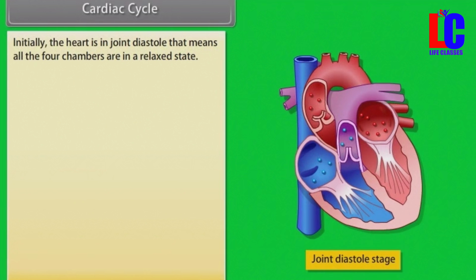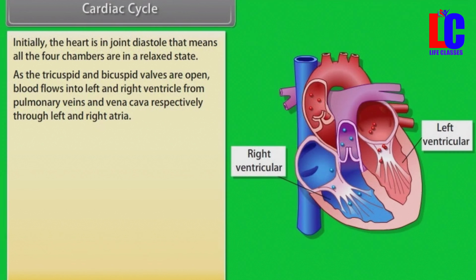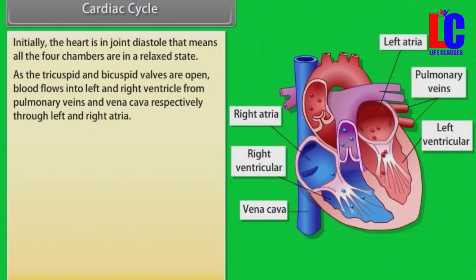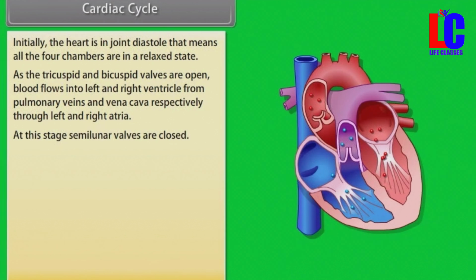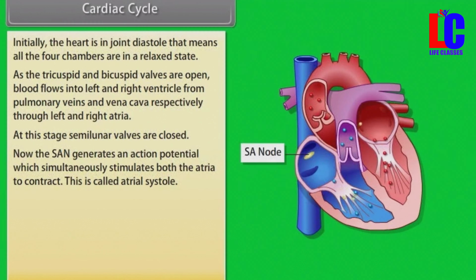Cardiac cycle. Initially, the heart is in joint diastole, that means all 4 chambers are in a relaxed state. As the tricuspid and bicuspid valves are open, blood flows into the left and right ventricles from the pulmonary veins and vena cava respectively through the left and right atria. At this stage, the semilunar valves are closed. Now the SAN generates an action potential which simultaneously stimulates both the atria to contract. This is called atrial systole.